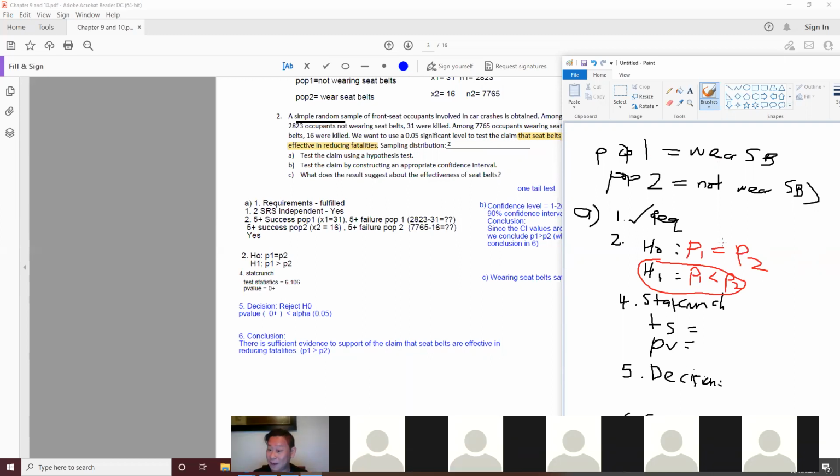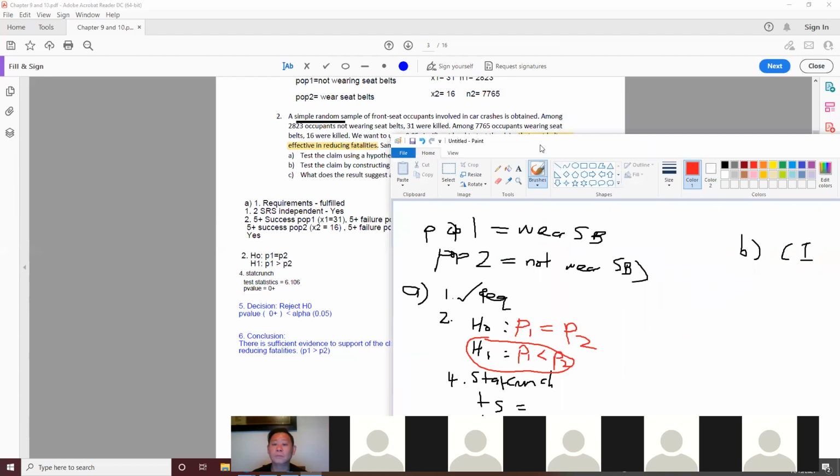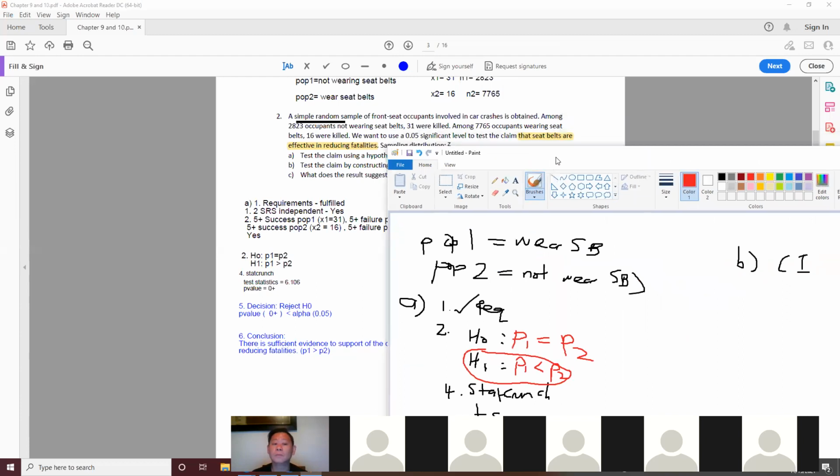So you can use this way, but make sure your population 2 is switched around like what we did here. Can you explain that a little bit further to me? The test claim is saying that seatbelts are effective in reducing fatalities. I understand that part. But if you're switching around so P1 is wearing seatbelts now, wouldn't that still be greater than P2 since it's saying seatbelts are effective? Effective means they are good.